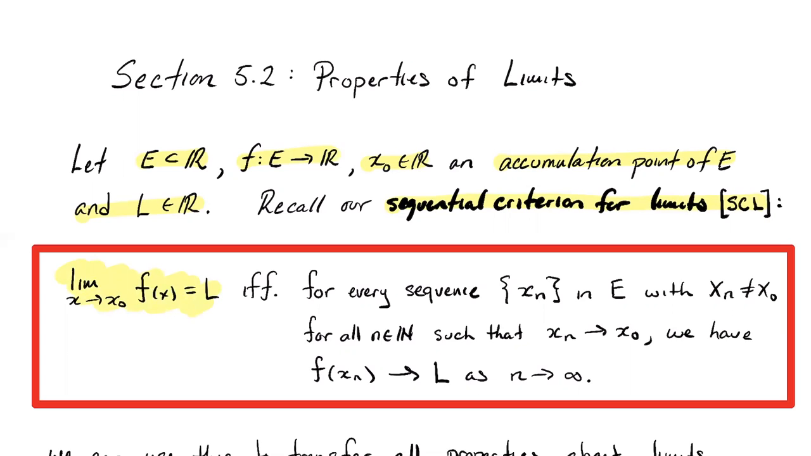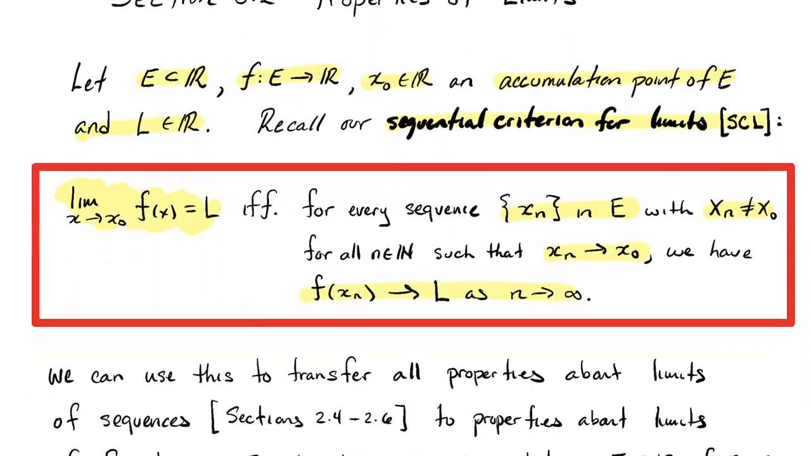All right. And the sequential criteria for limits says that a necessary and sufficient condition for that limit to equal L is that for every sequence that you take in E, the sequence terms never have to be equal to the limiting point, the accumulation point x0 itself, but for every such sequence that converges to x0, the image sequence converges to L. So that's what we're going to call our sequential criteria for limits.